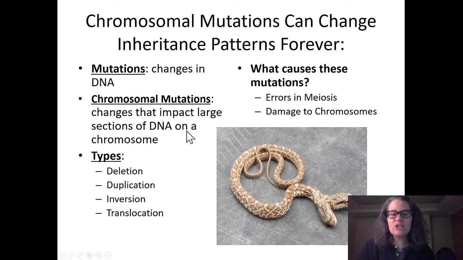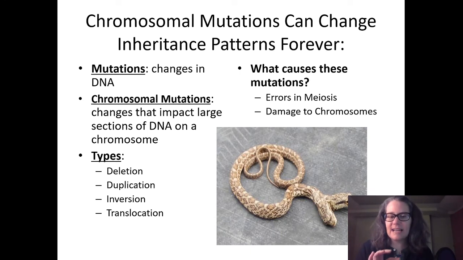Last thing I want to mention are mutations. Mutations can change inheritance patterns forever if they are in germline cells. So if they are happening to sperm and egg development. This happens in errors in meiosis or damage to chromosomes that are happening in those germline cells, so in sperm and eggs, etc. Chromosomal mutations are the biggest kind of mutations that we see.